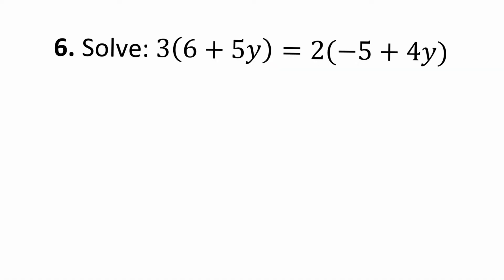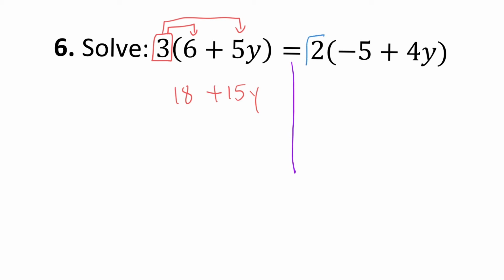Number 6, we are solving, and we have parentheses. We have the variable y. There's another parenthesis on the right side, and I'm going to have to distribute the 2 and the 3. So let's go ahead and solve. I'm going to multiply the 3 first. 3 times 6, that's 18. 3 times positive 5y, that's positive 15y. You guys can draw the line under the equal sign. And on the right side, you are going to distribute 2 times negative 5, that's negative 10. And 2 times positive 4y, that's positive 8y.